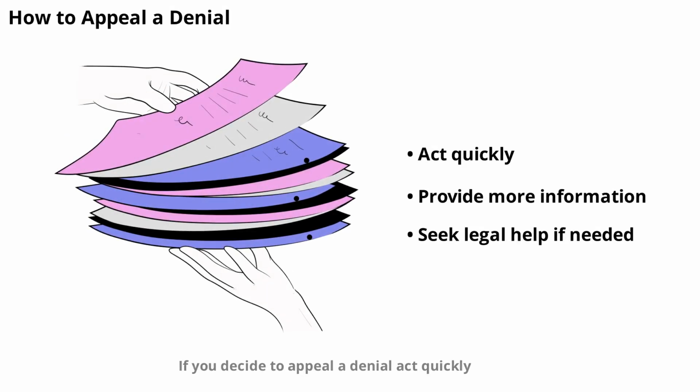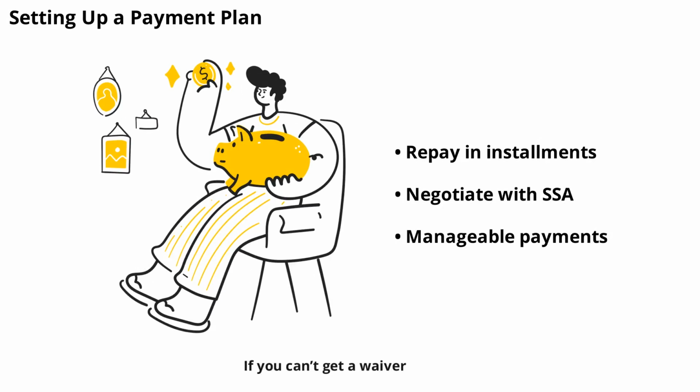If you decide to appeal a denial, act quickly. The SSA's denial letter will include instructions and a deadline for filing your appeal. You'll need to provide additional information or clarify any misunderstandings. It's a good idea to seek help from a legal aid office or advocacy group if you're unsure how to proceed.